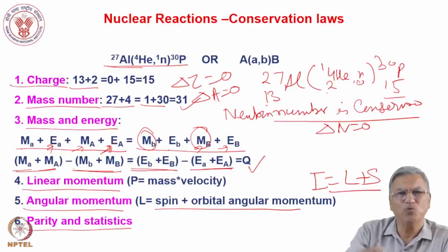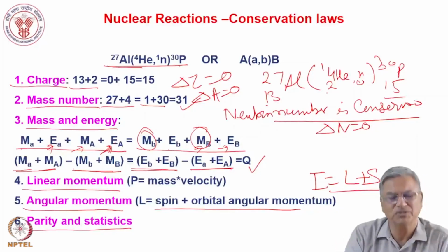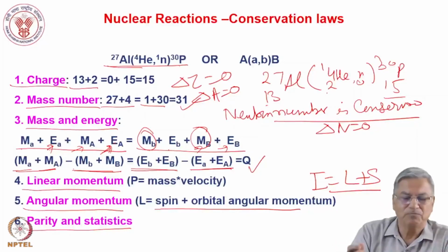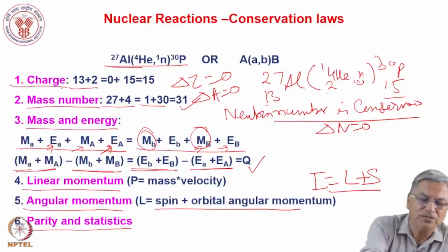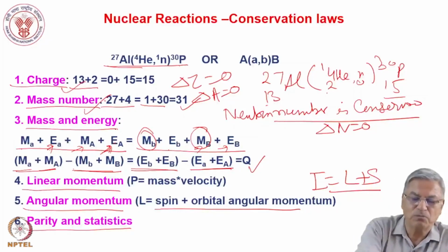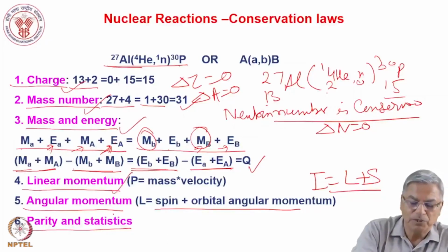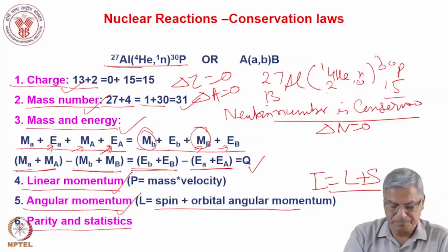So there is more detail in nuclear reactions, but for the moment the important quantities that we need to know about conservation are charge, mass number and hence the neutron number, mass and energy, linear momentum, and angular momentum.